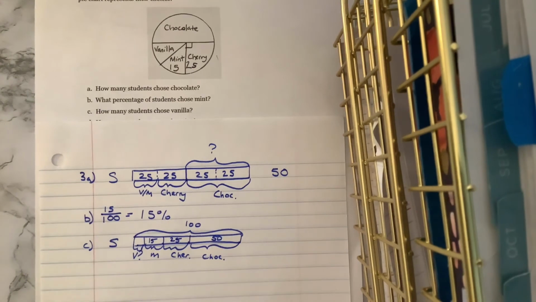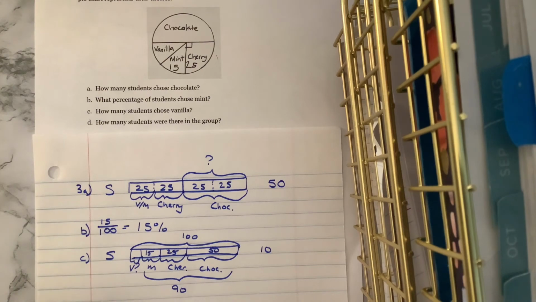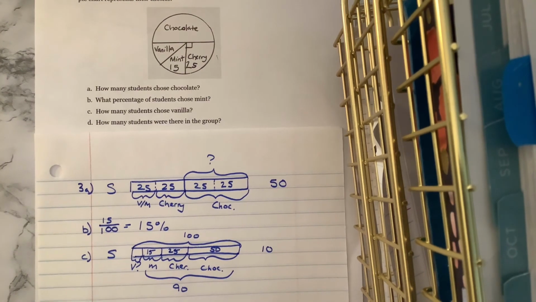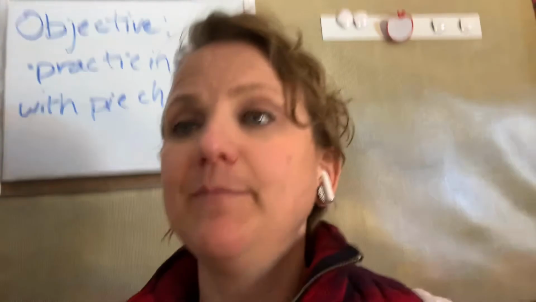So remember, we're essentially looking at, well, we want to add all of these together. So when you added them all together, you should have gotten 90, which means how many more are going to make 100? 10 more. So 10 is our answer. And look at that. How many students are there in the group? We've already figured it out, right? How many students? 100.